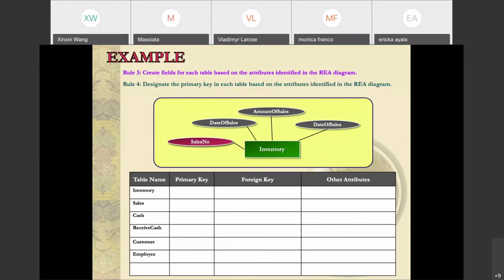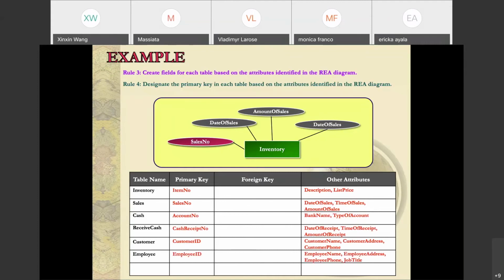And then we decide the primary key for each table, right? So for inventory, we have item number, and we have descriptions, list price as the other attributes, okay? The sales table has sales number, date of sales, time of sales, amount of sales, right? The cash table has account number, bank name, type of account.